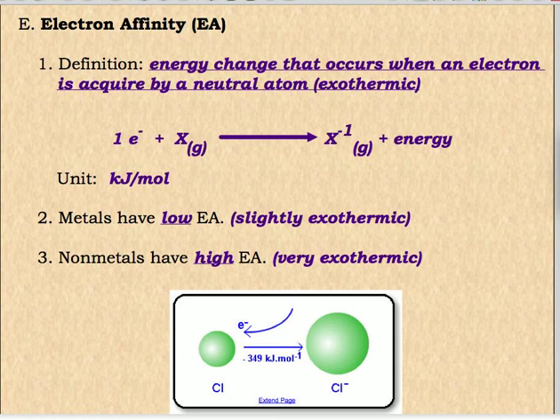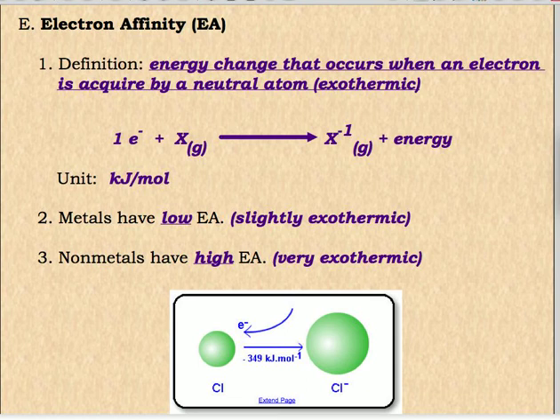So what you have now is a neutral atom, but instead of taking an electron, you're actually giving it an electron. So what happens here is it becomes negative, and you get energy. Metals don't tend to give you very much energy, so they're only slightly exothermic. They only release a little bit of energy. But non-metals tend to give you lots of energy, so they are very exothermic. They release a lot of heat.